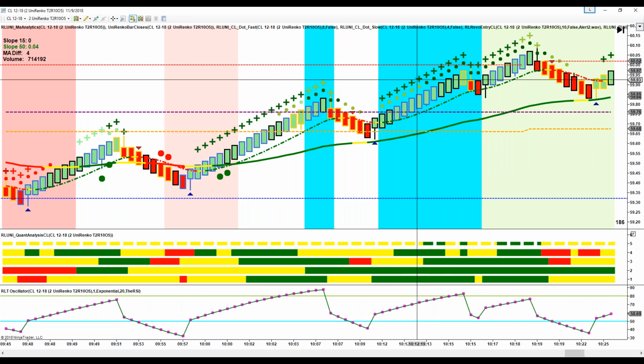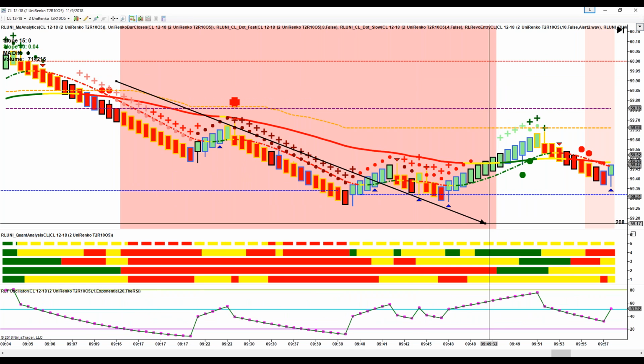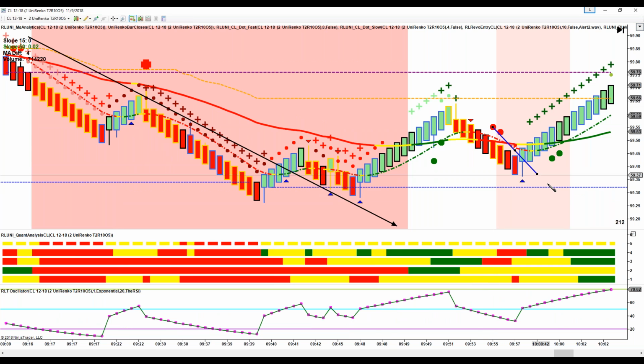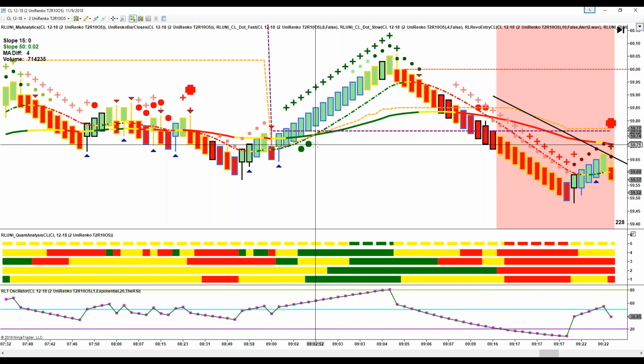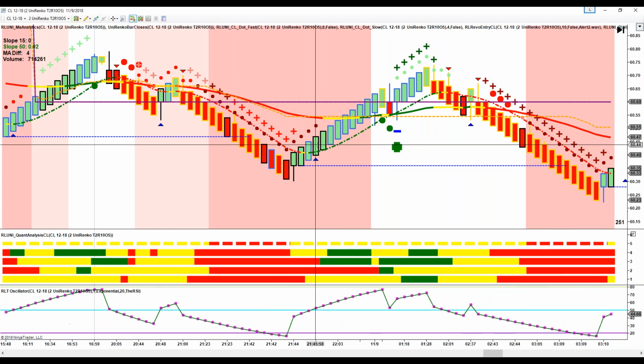Here, your bias is short. Here's your weakest short. And here is your intermediate. Of course, I can never find it when I look for it.